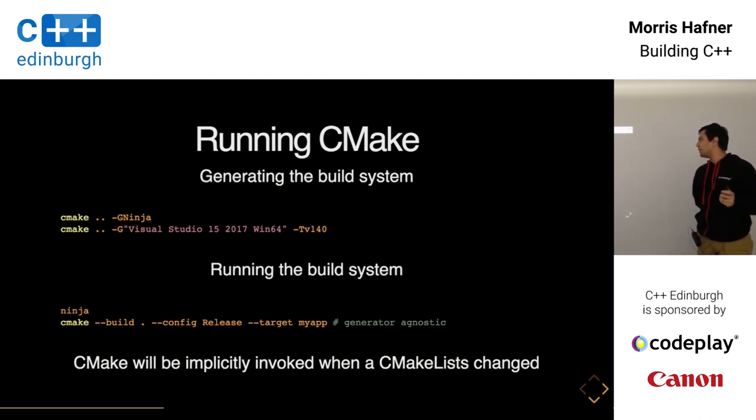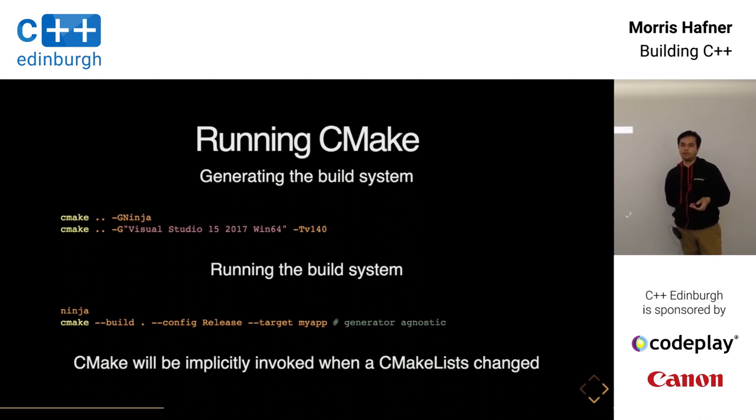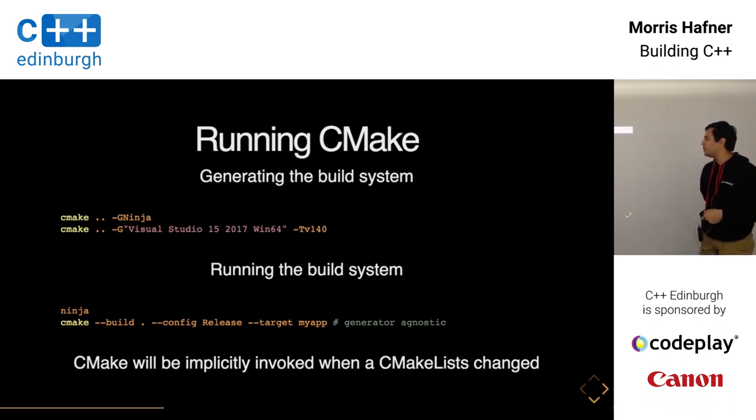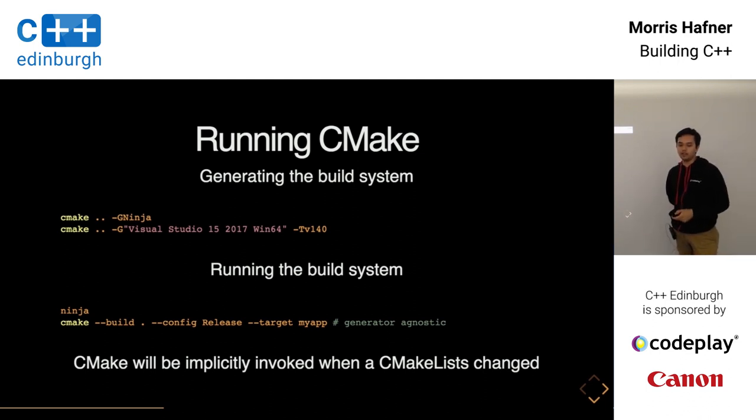After you have generated your build system, you may either invoke your build system directly, by Ninja or Make or MSBuild. But you may also use cmake --build and set a config and set a target. The advantage is that it is generator agnostic. So if you write something as, say, a continuous integration script, you may want to prefer writing cmake --build in order to stay independent of your generator, and this may simplify your scripts.